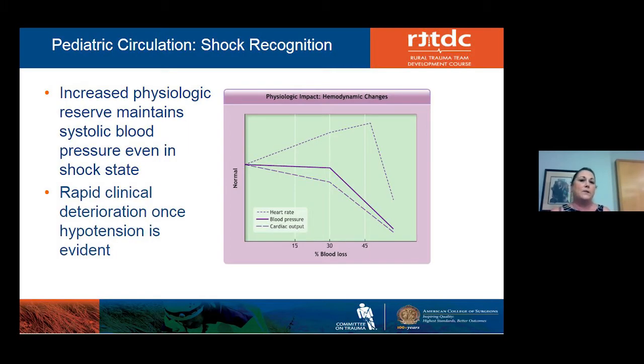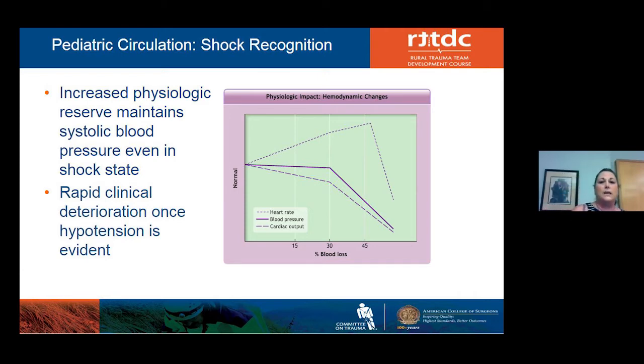When we're talking about pediatric circulation, looking at shock recognition, we already mentioned that pediatric patients have differences in their pathophysiology as well as their organs, size, and the amount of blood that's in their body, but they also have an increased physiologic reserve that maintains a systolic blood pressure even in a shock state. So a pediatric patient can go longer before they go off the edge. And when they go off the edge, their blood pressure is going to drop, their heart rate's going to drop, and they're going to deteriorate very quickly. So you have to recognize shock in a pediatric patient from the start so that you can get ahead of the shock and improve that patient's outcome.